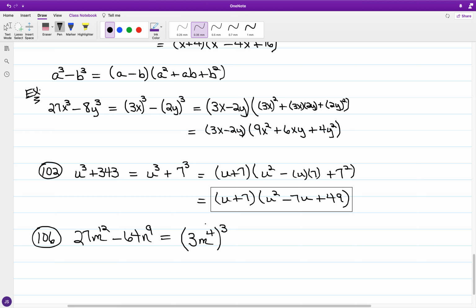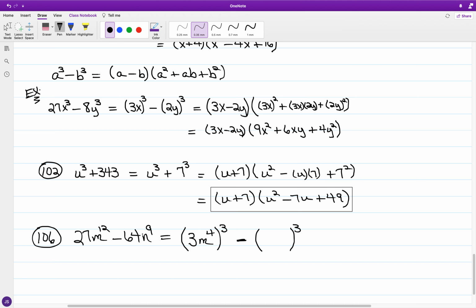Okay, like 3 cubed is 27. M to the 4th to the 3rd, that would be m to the 4th times 3, which would be 12. So the a is going to be represented by 3 times m to the 4th. And looking at what we're going to have for b, now for 64, n to the 9th.